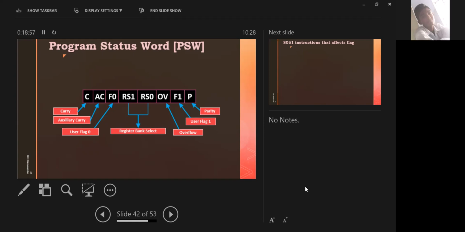So we are having banks of registers, as we have had in, say, the microprocessor. There we were having only 7 registers. Now here we have a bank of registers. So which bank are you going to use? RS1 and RS0, right? So these are the flags according to which we can use our banks.